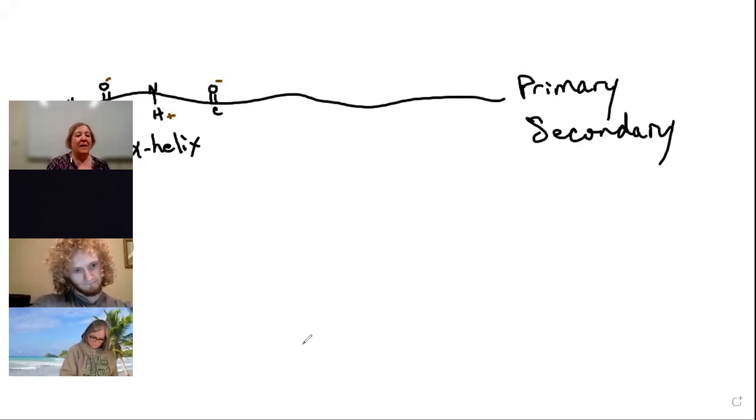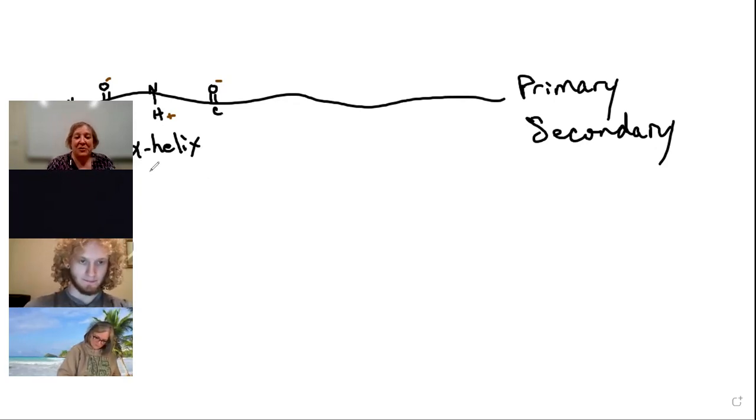Now, depending upon what else is going on, this tends to be very rigid this way, but it can stretch this way like a spring. Kaboing. So in flexible proteins, we tend to find a lot of alpha helices.